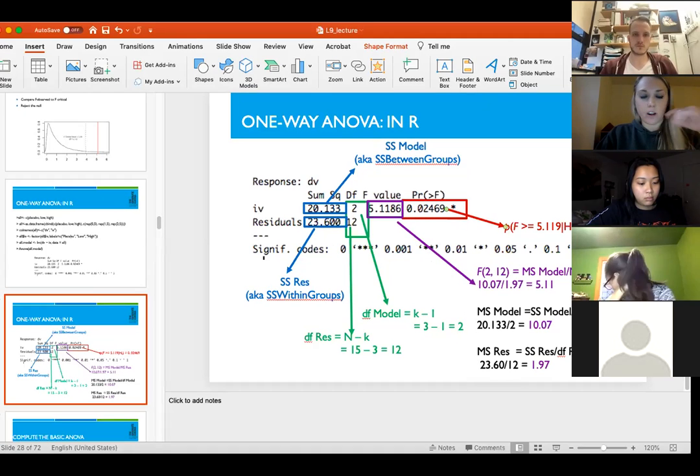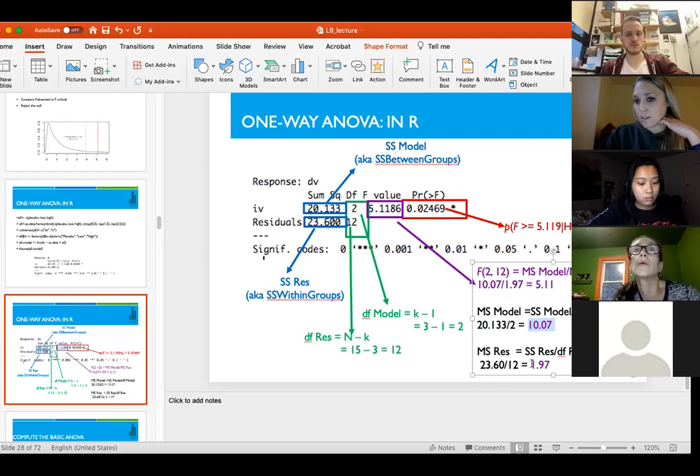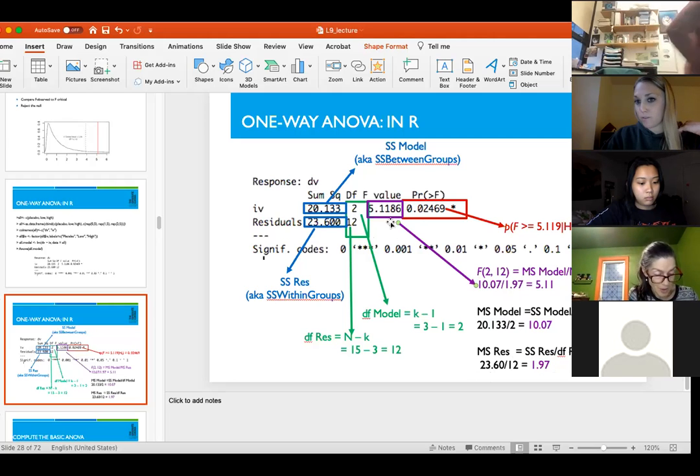All right, so are there other questions about this? Do you see how we have the exact same values here? The other thing that you'll notice is missing is the MS column. So we have sums of squares, degrees of freedom. There's no MS, but you can easily calculate that based off of these. 20.13 divided by 2 is 10.7 and 23.6 divided by 12 is 1.97, exactly what we got before. And if we divided these out, that would give you 5.11.